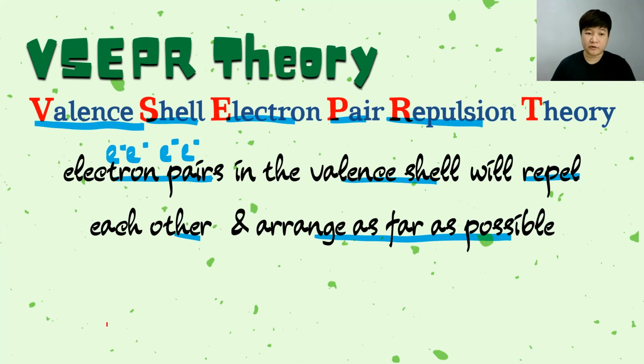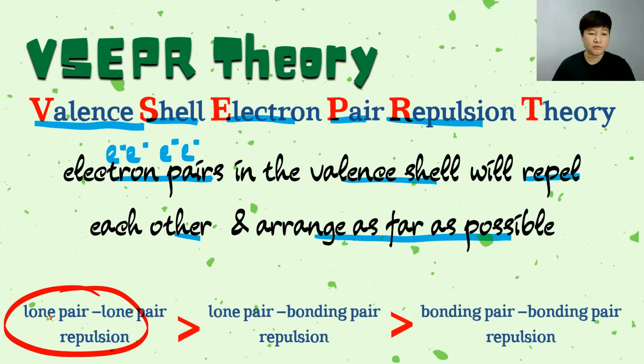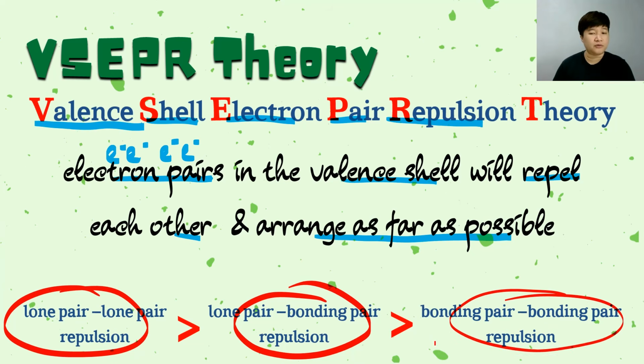And we have three types of repulsion. We have lone pair repulsion, which is the strongest repulsion. We have lone pair bonding pair repulsion. And last but not least, the weakest repulsion is your bonding pair repulsion. What is actually lone pair repulsion, lone pair bonding pair repulsion, and bonding pair repulsion?